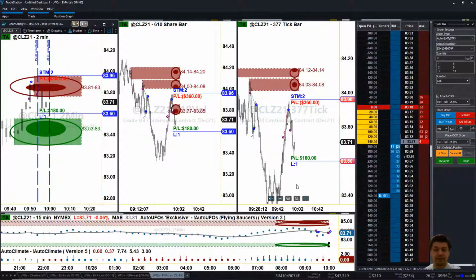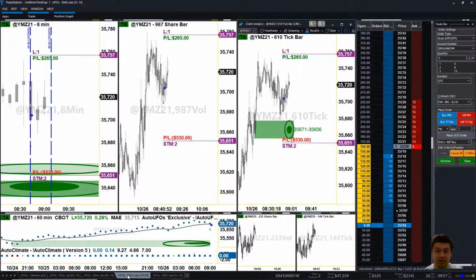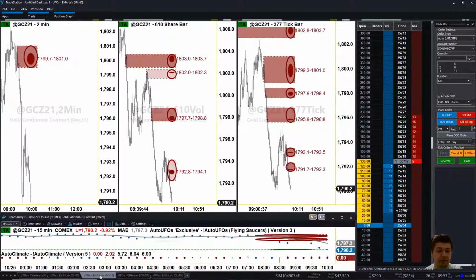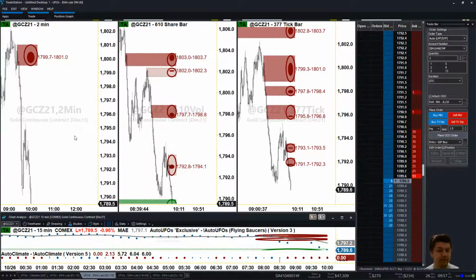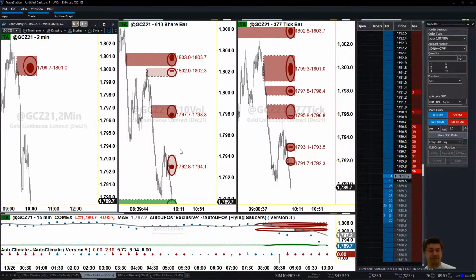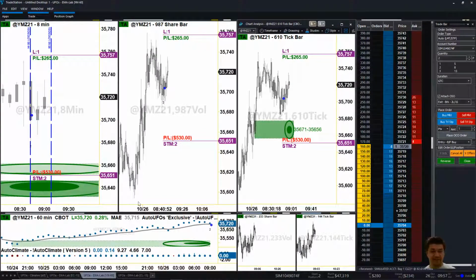Crude retracted a little bit more than I would have liked it to, but we still have this UFO, which is right at our entry basically. So let's see if we can get a nice pop down. If not, right after this session ends, essentially right after that candle closes, we can close the trade at market no matter what. Gold just heading on down. Right, nothing to do there.